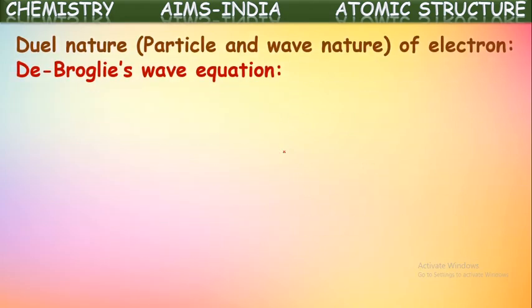Next concept, dual nature of electron. That means particle and wave nature of electron. Yes, electrons have particle nature as well as wave nature, both. It was explained by De Broglie's wave equation or De Broglie's wave theory. For the first time, De Broglie told that electrons possess these two properties, particle as well as wave nature.